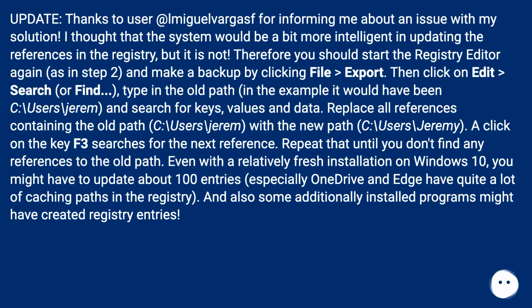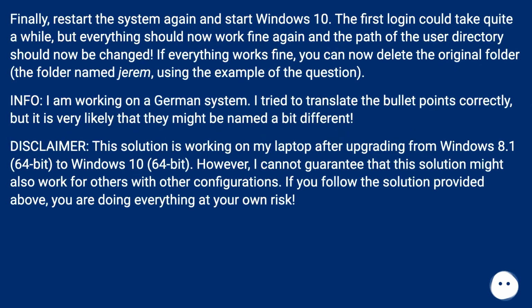Replace all references containing the old path, c:\users\jerem, with the new path, c:\users\jeremy. A click on the key F3 searches for the next reference. Repeat that until you don't find any references to the old path. Even with a relatively fresh installation of Windows 10, you might have to update about 100 entries, especially OneDrive and Edge have quite a lot of caching paths in the registry. And also some additionally installed programs might have created registry entries. Finally, restart the system again and start Windows 10. The first login could take quite a while, but everything should now work fine again and the path of the user directory should now be changed.